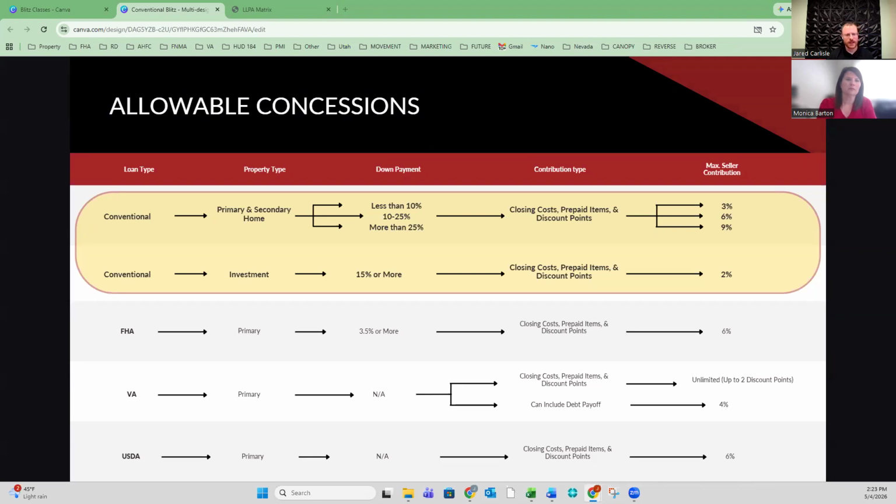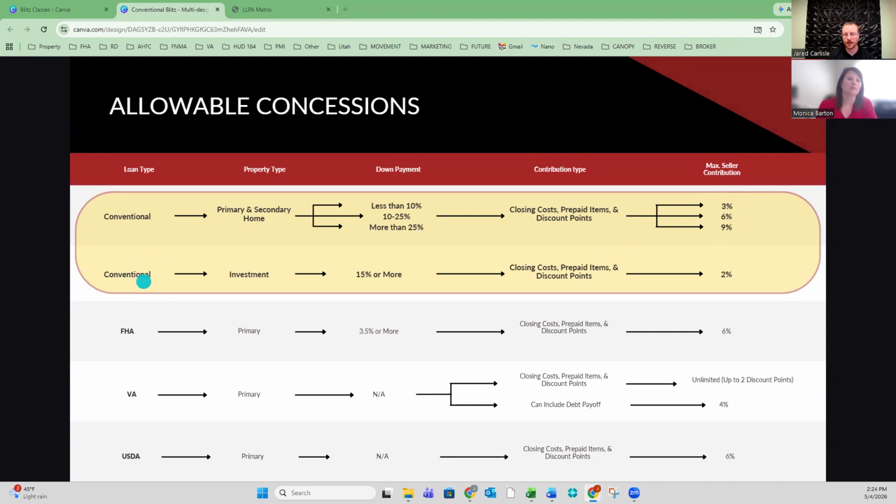Allowable concessions. We've sent out some cheat sheets in the past related to this. Quick thing to highlight is the more money you put down on a conventional primary or secondary home purchase, the more concession percentage that they allow. So it goes from less than 10% down, 3% that they'll allow in a seller contribution, to 6 to 9.